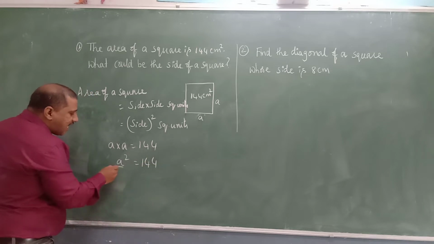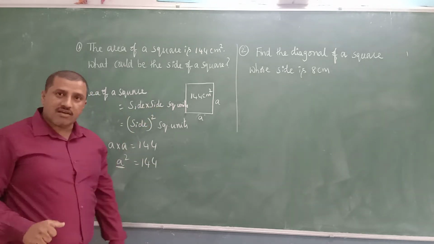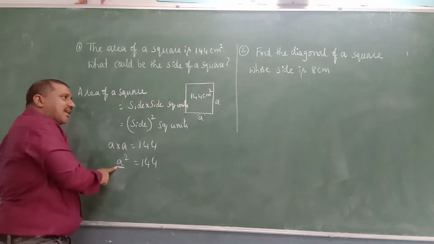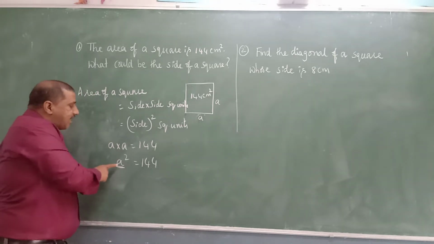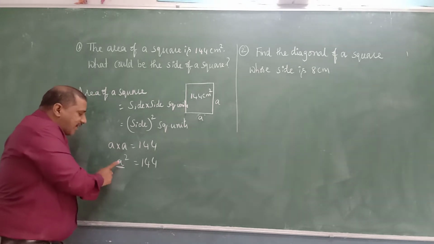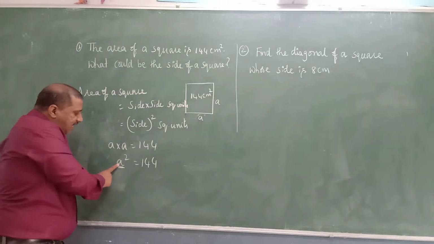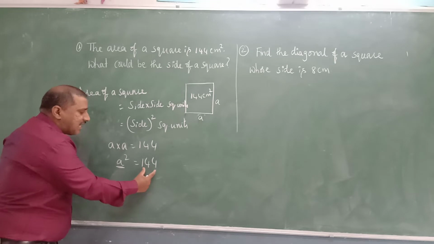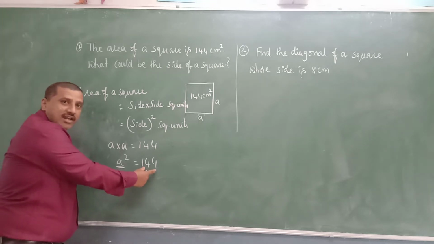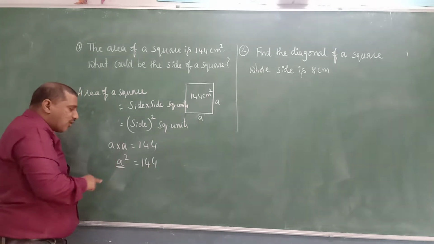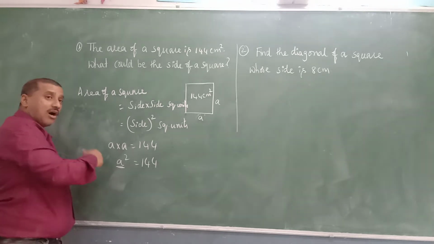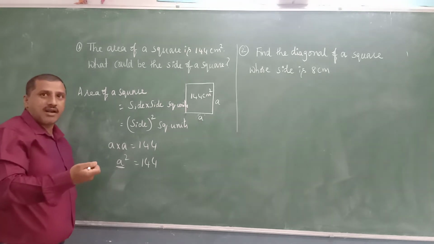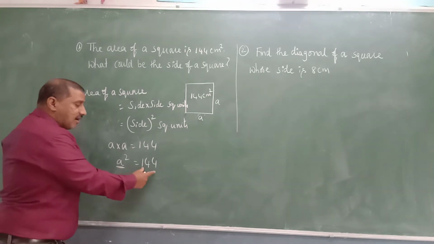Then what is A here? The length of the side of a square. How do you find its value? A is a natural number whose square number is 144. So what we have to find is a natural number whose square number is 144.